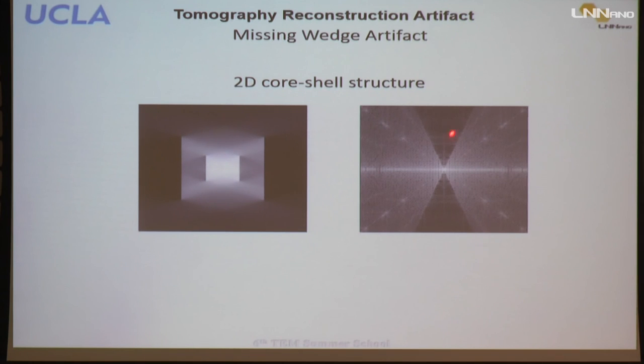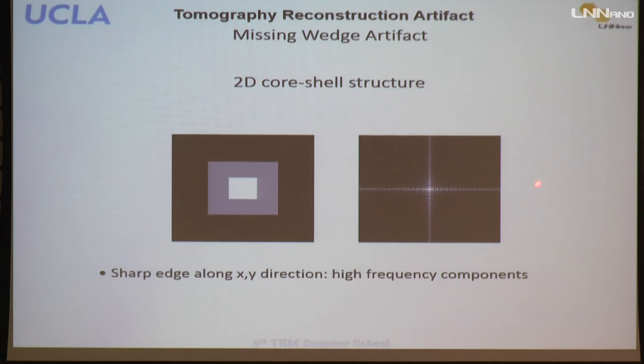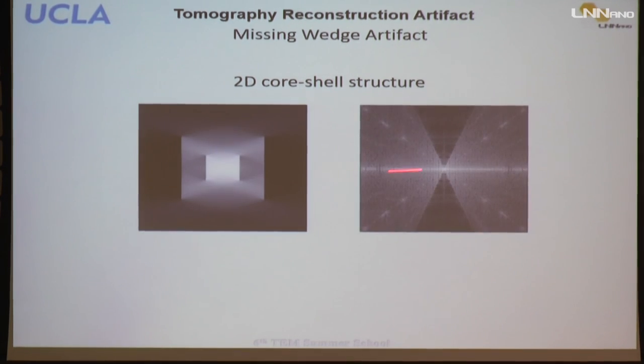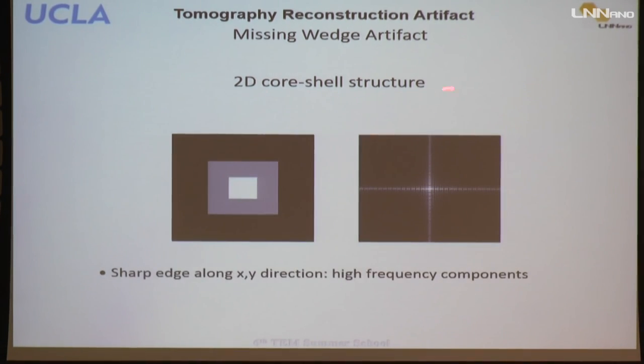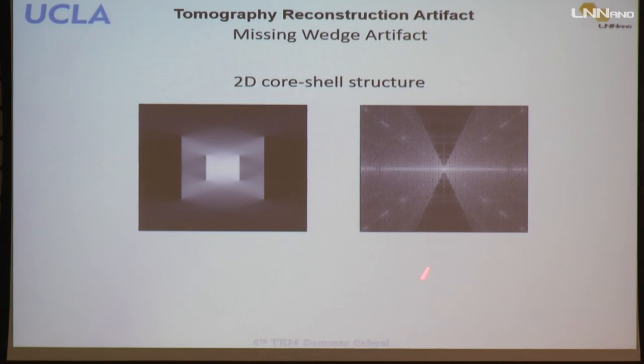with the missing wedge of 70 degrees, this is the result after reconstruction by filter back projection. And you see this edge is still here. But this one is completely blurred. Because of the missing wedge, this one is in the measured projections, but this one is completely missing. We don't have this one.